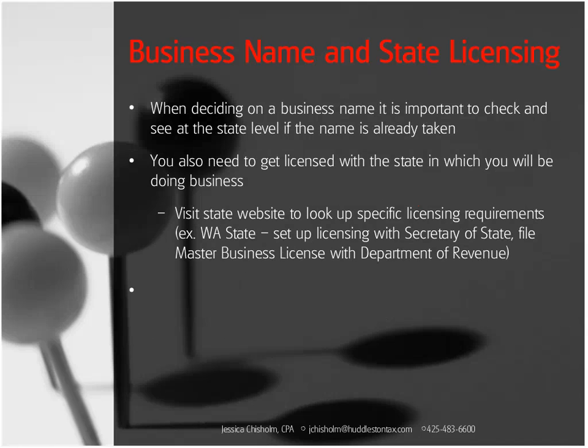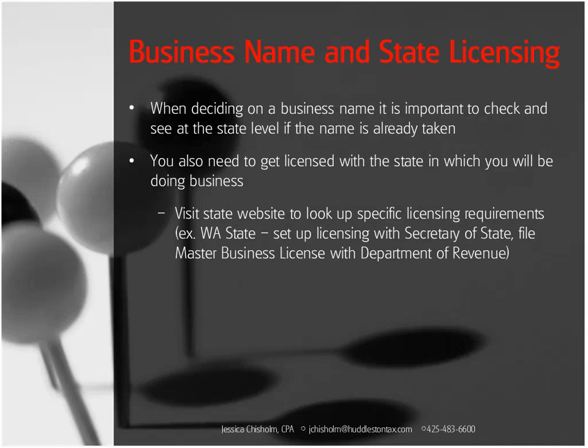So the next thing I want to talk about is business name and state licensing. When you're starting a new business, of course, you have to choose a name for your business, and you also have to get licensed with the state. When you finally choose a business name, it is important to check on the state level to see if that name is already taken. You will have to file some sort of business license with your state, and if somebody already has that business name, you will not be able to use it.